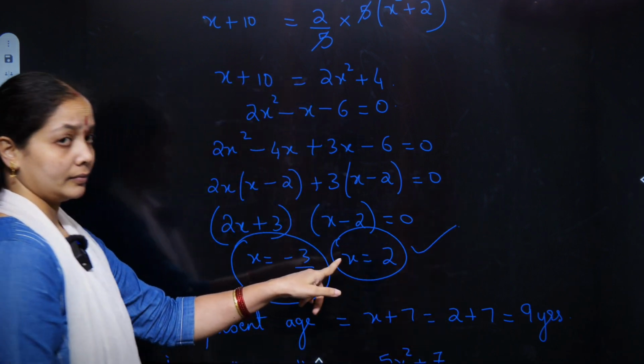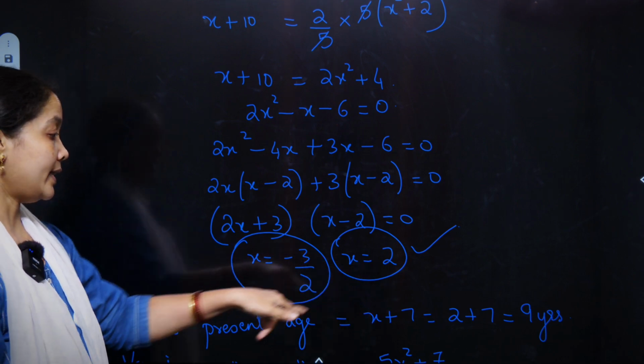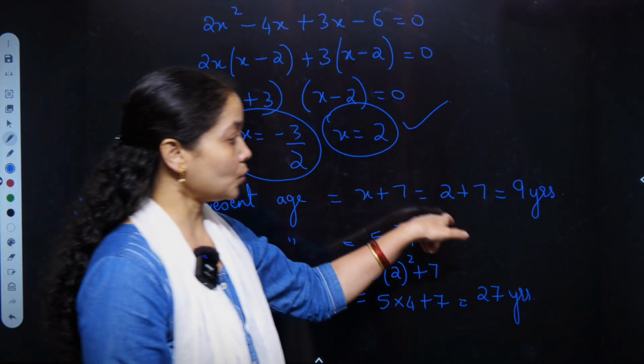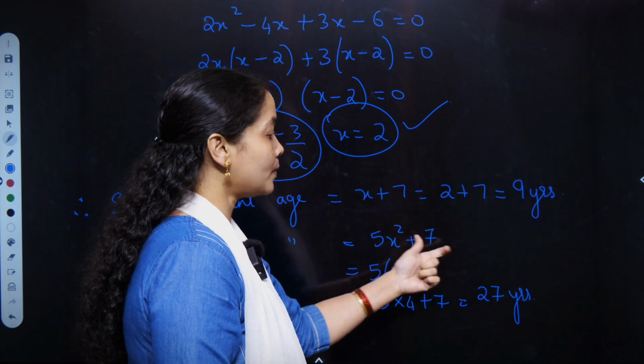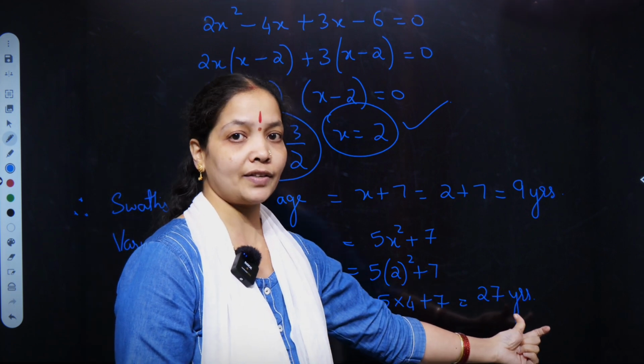But the age of Swati and Varun is not x here. The present age of Swati was x plus 7, so 2 plus 7 gives me 9 years. The age of Varun was 5x squared plus 7, so 5 into 2 squared plus 7 is giving me 27 years.